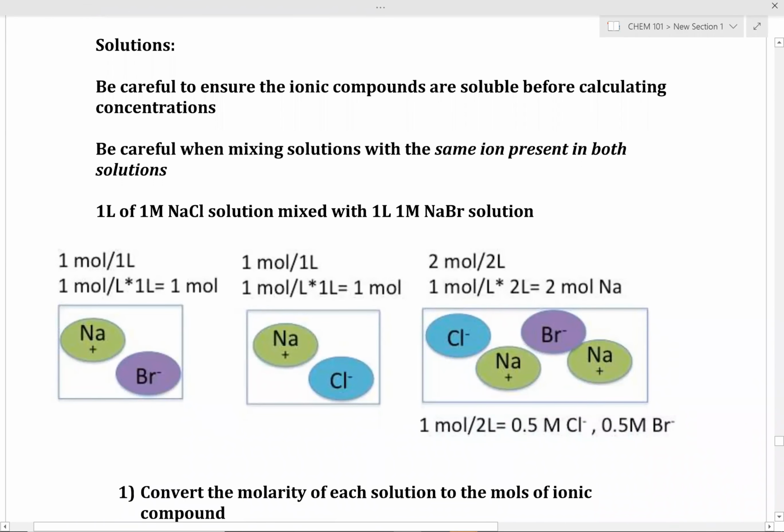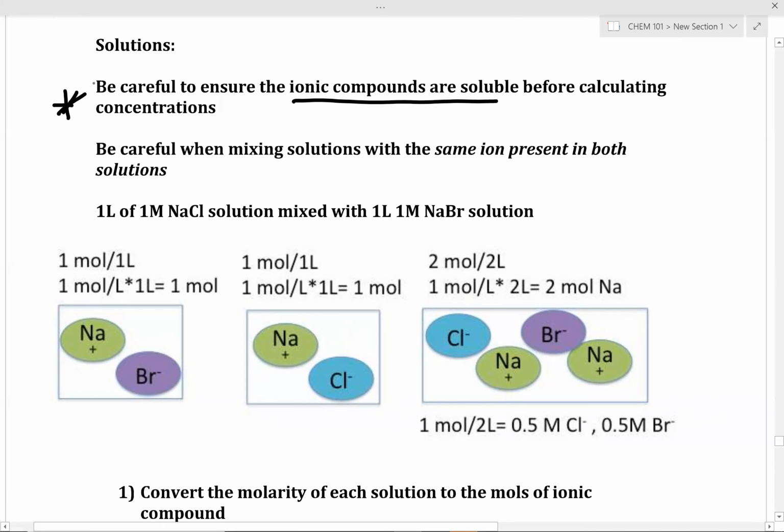So remember how I discussed this idea that for solutions, you need to be careful to ensure, first and foremost, that your ionic compounds are actually soluble. I've had people often, I'd ask them a question, calculate the concentration of ions for an insoluble compound, and then they go through all this work only to realize at the end, it's nothing getting in solution if it's insoluble. Don't worry about this for now, just be aware of this for later and on the exam.